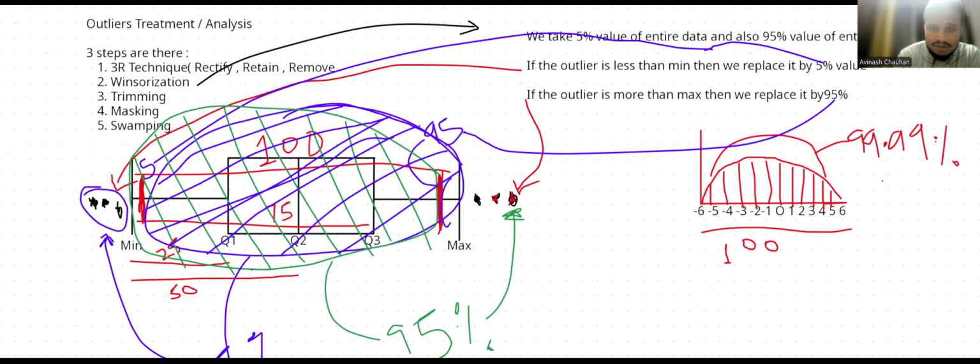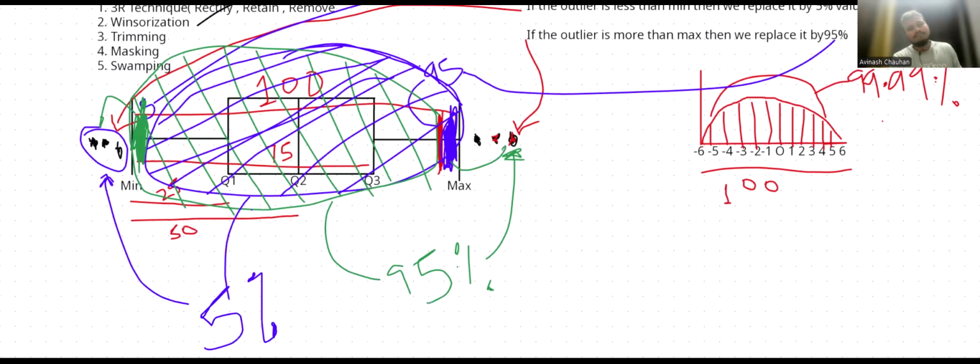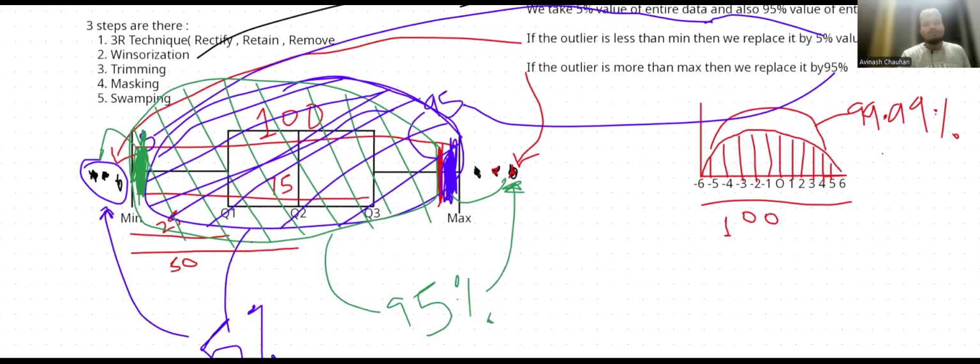This 5% data which is there. And for the minimum, we are replacing with this 5%, and for maximum, we are replacing with this 5% of data. So in short, we are treating the outliers by removing the outliers, and instead of outliers, we are putting the values. That is what we call Winsorization. I hope Winsorization is understood by you.